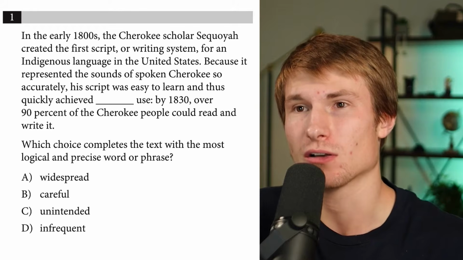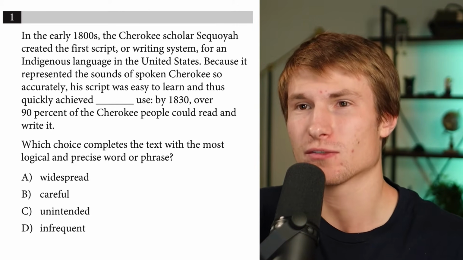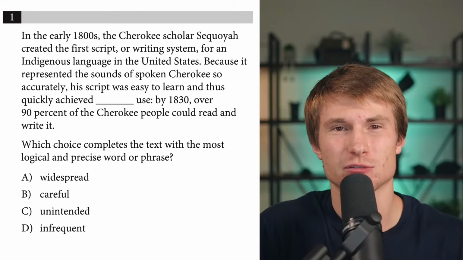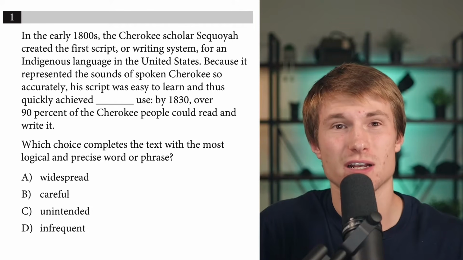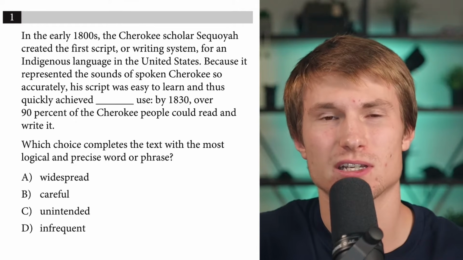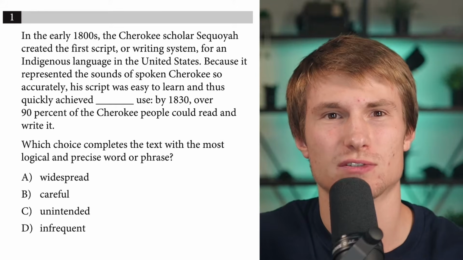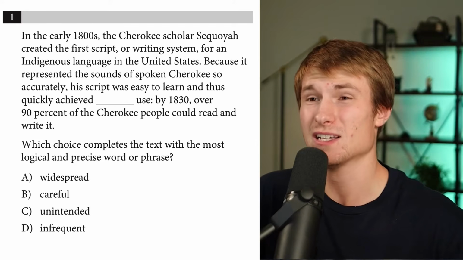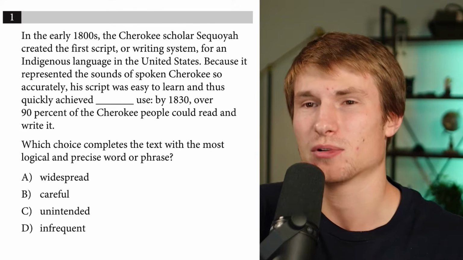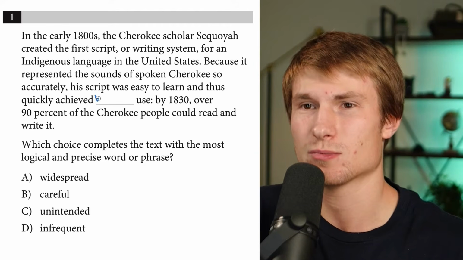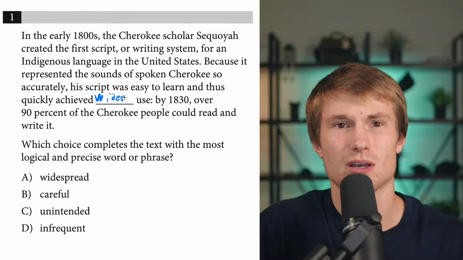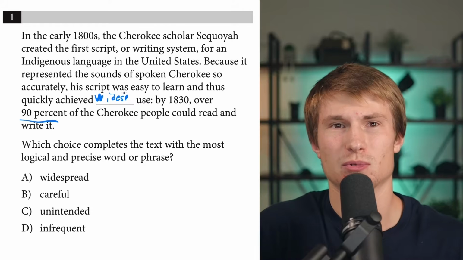In the early 1800s, the Cherokee scholar Sequoyah created the first script or writing system for an indigenous language in the United States. Because it represented the sounds of spoken Cherokee so accurately, his script was easy to learn and thus quickly achieved blank use by 1830. Over 90% of the Cherokee people could read and write it. Okay, so I would assume that this would be something along the lines of widespread use because we have over 90% of the Cherokee people could read and write it.